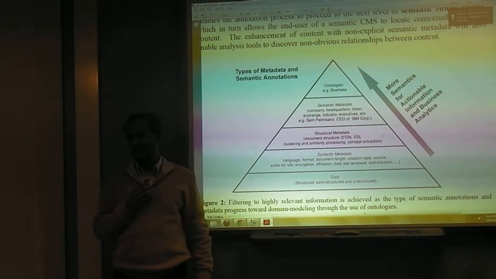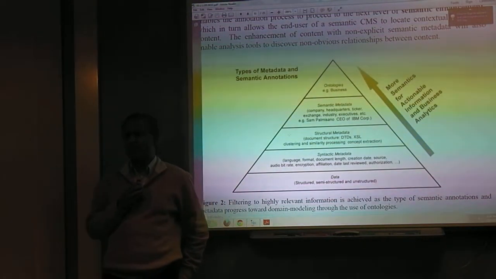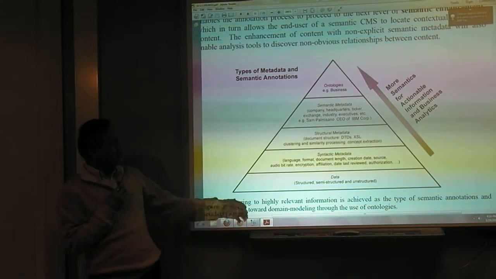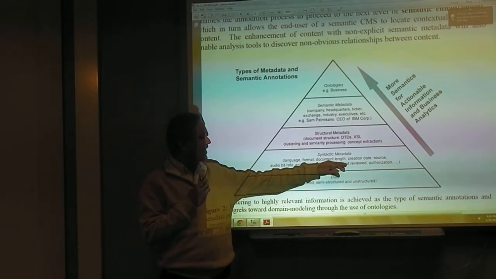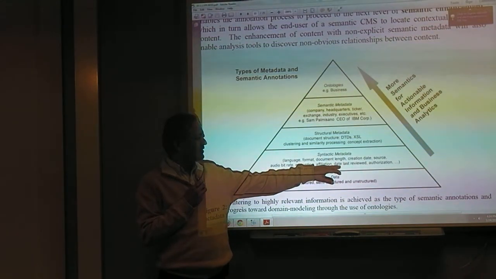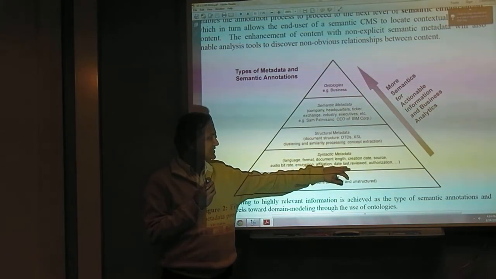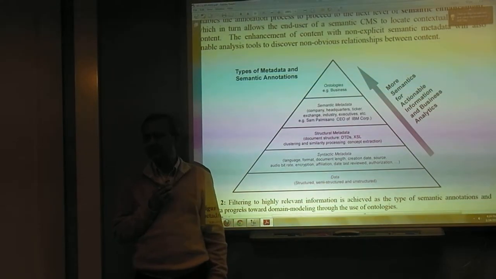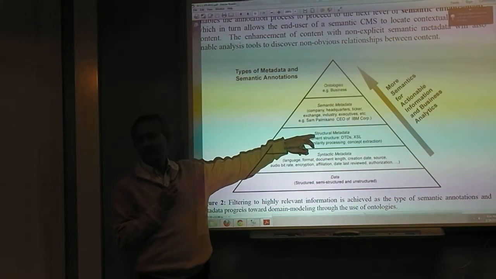Yeah, but that's also why I feel like this structural metadata should be on the very bottom of the pyramid, even below the data itself. No, because some of the things are outside of the file itself. Like the last date reviewed, or last date modified, or authorization, they are outside of the document. These are still inside the document.